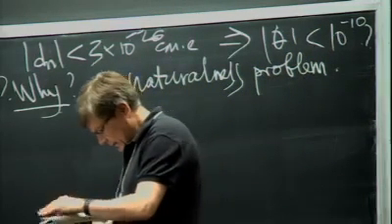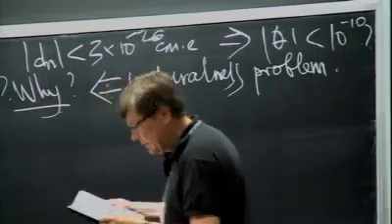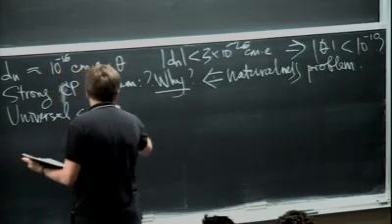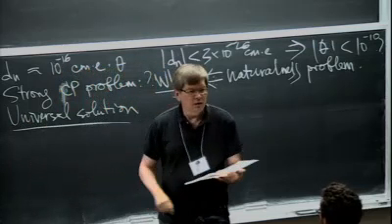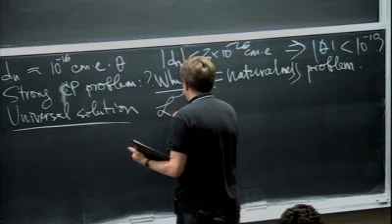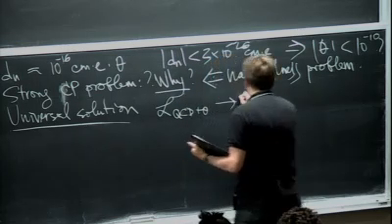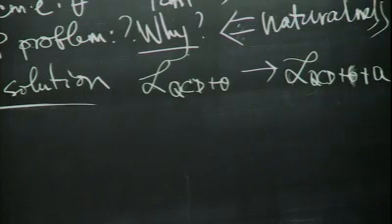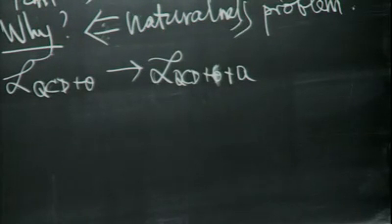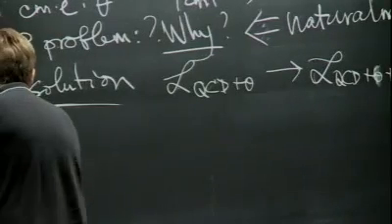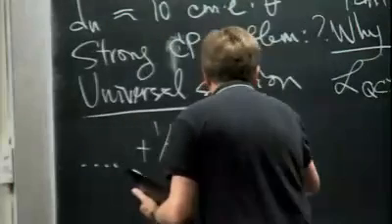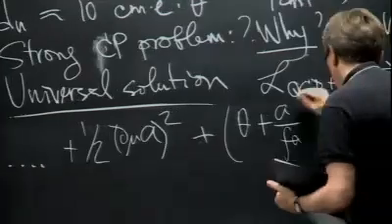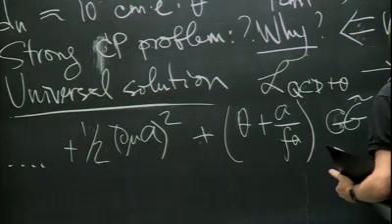Okay. So basically the universal solution, and the only universal solution known, is this: start from any value of theta, and you can solve this problem by transforming QCD plus theta to QCD plus theta plus A, where A is the new light scalar field that has the following property. So we have a kinetic term plus, here's my theta term, and I add A over Fa, G G dual over 32 pi squared.